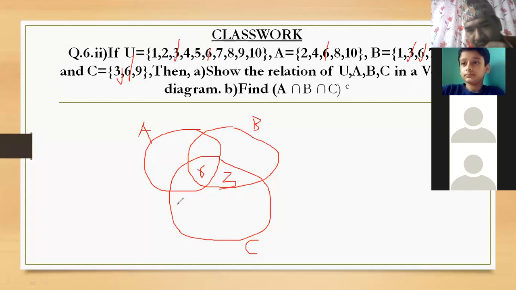Okay. Now what are the common of A and C only, children? What are the common of A and C only? So nothing. There is nothing in A and C only. Sir, 6. Yes. 6 is already written. Which you have already written, no need to repeat that.